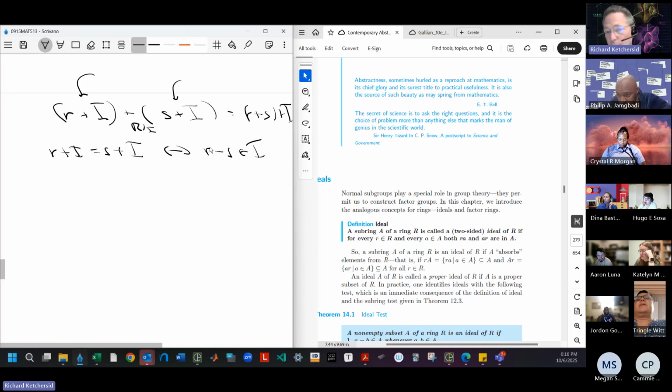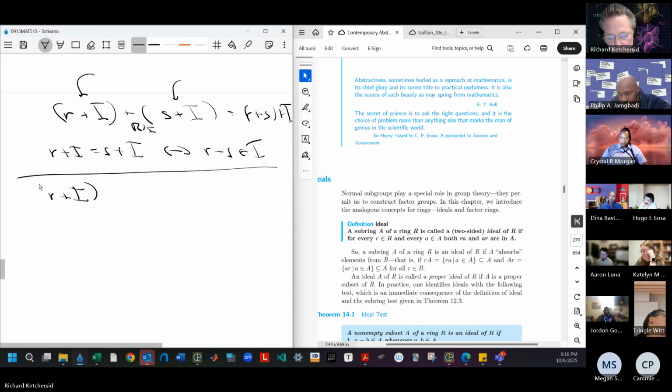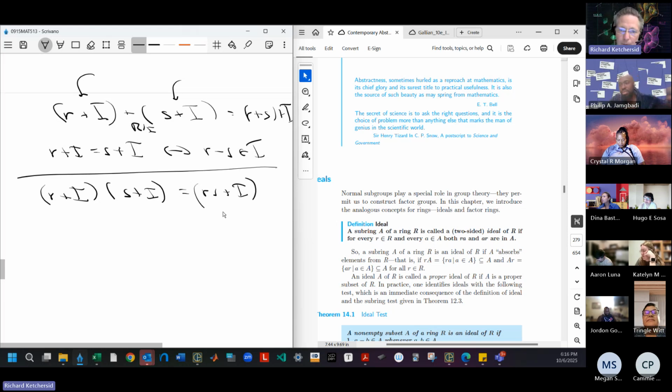Okay, so in order to make a ring, the question is, what do we need to have happen so that I can do the same sort of thing to make a ring? I would like to define R plus I times S plus I to equal RS plus I. I would like that to work.